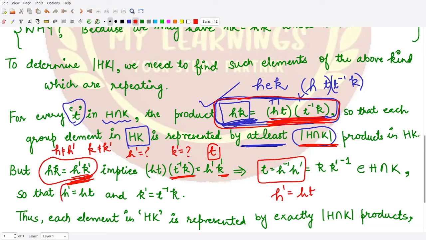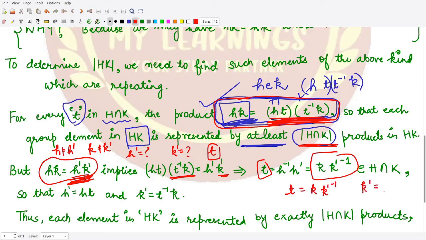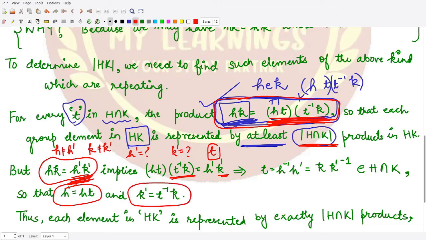So we have obtained the value of H dash from here, and similarly using the first and third term here, equating them, we have T is equal to K dash inverse, right? From here what is the value of K dash? K dash comes out to be T inverse of K. You can simplify this term and check it by yourself. So from here we are able to calculate H dash and K dash in terms of the previous H and K and the newly obtained T, which was some member of H intersection K.